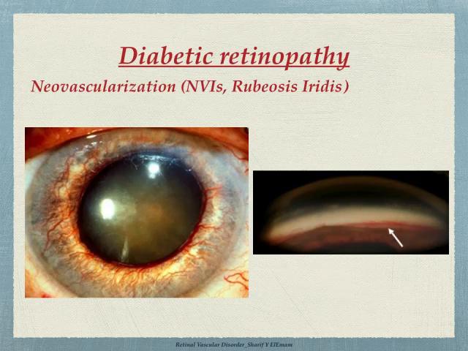So these are called rubeosis iridis. Sometimes they can happen in the angle of the anterior chamber, and this of course cannot be seen with regular slit lamp examination. You have to use a special lens, which is called the gonio lens, to be able to see the angle of the anterior chamber.